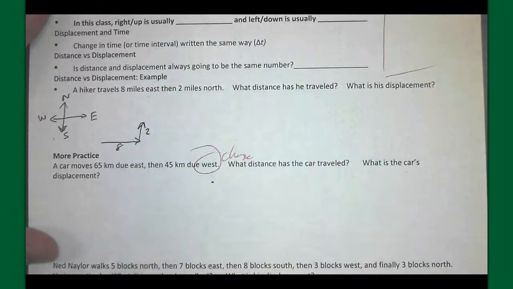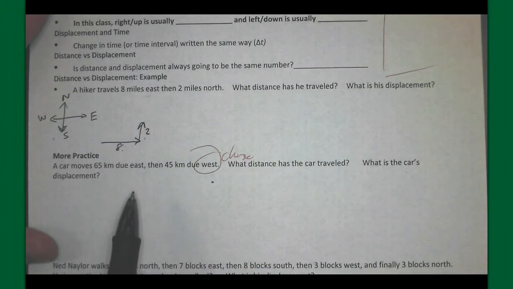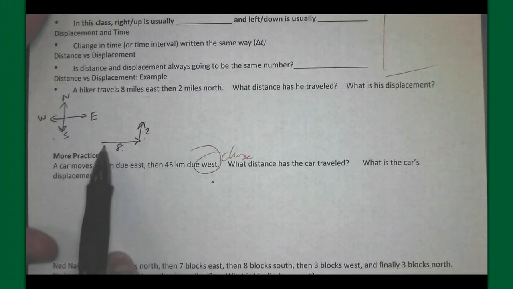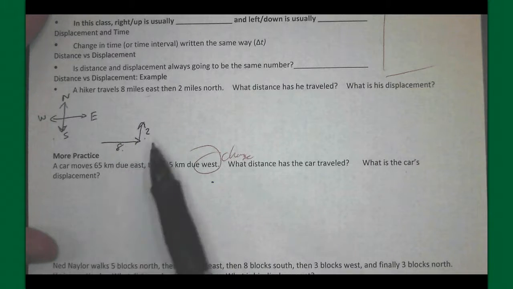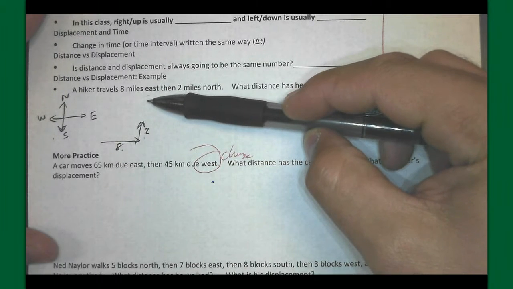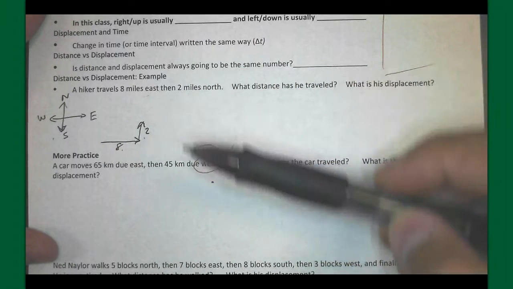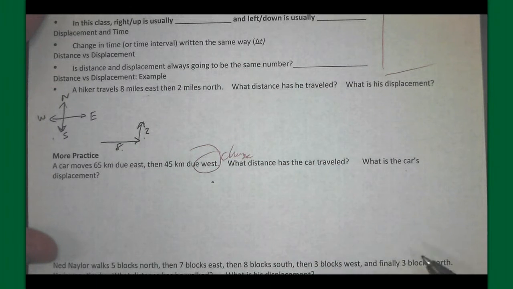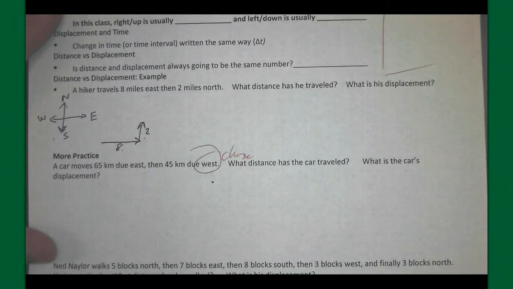I want you to notice one thing, that I drew the picture to scale. 8 miles. In other words, if this is how long 8 miles is, I can't draw 2 miles this long. That doesn't make any sense. You need to draw it to scale so that it makes some sense. You don't need to use a ruler or anything, but just consider your scale.